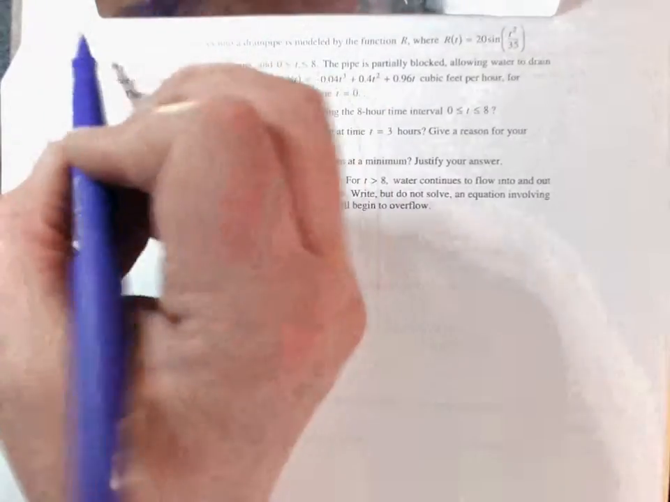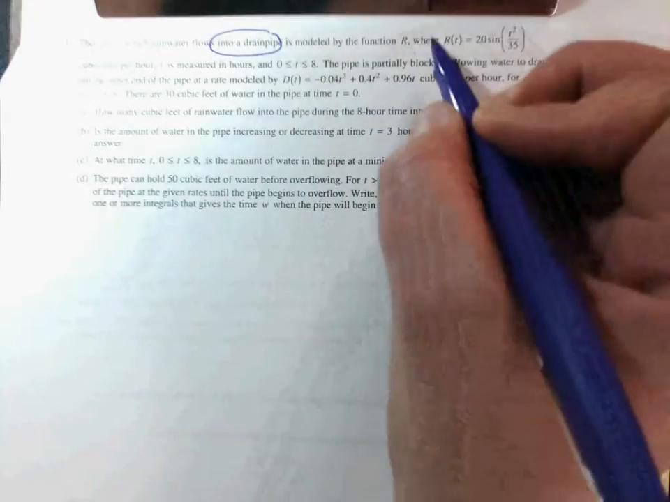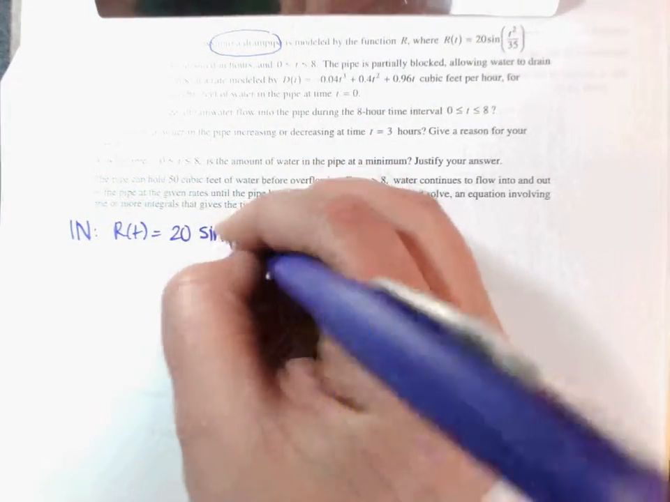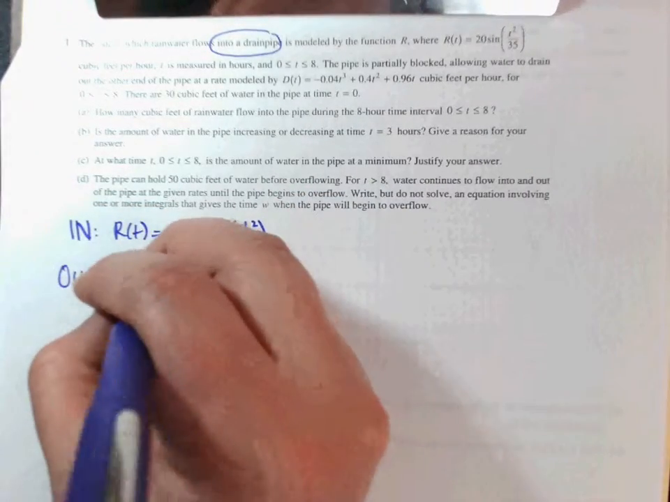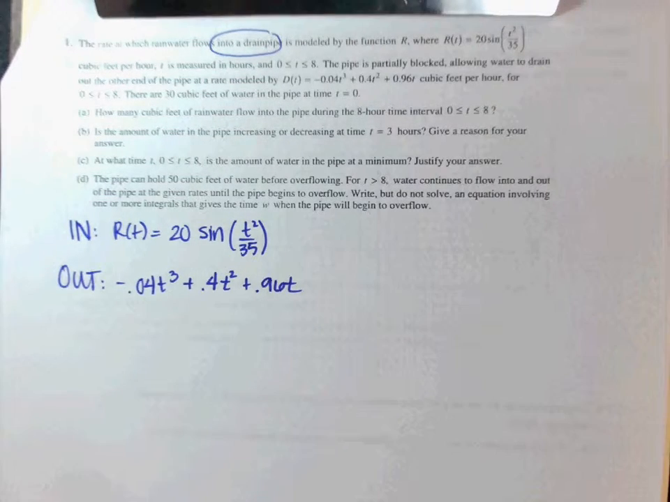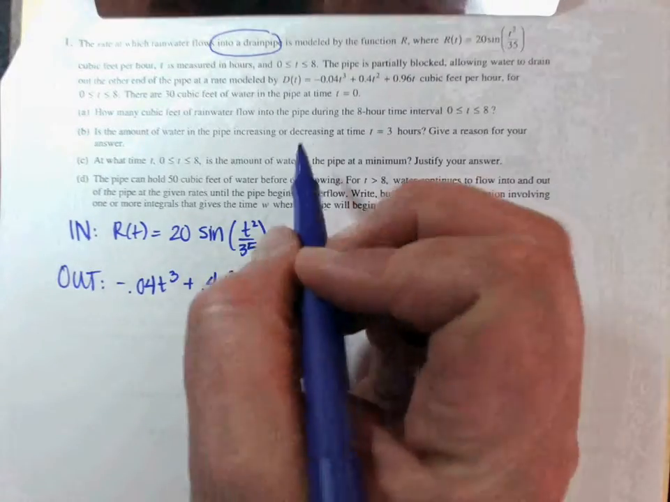Okay, we're going to cover this more in depth later, but one of the things the AP test likes to do is give you problems with two rates. So look what it says. The rate that water flows into the drain pipe is R of t. Okay, but the pipe is partially blocked, allowing water to drain out at this other rate. So we have water coming in at R of t equals 20 sine of t squared over 35, but then we have water going out at negative 0.04 t cubed plus 0.4 t squared plus 0.96 t. So there are two things going on. You have water coming in, you have water coming out. They've also done this with people going into the auditorium and people going out, so you have to check both things. Okay, so part A says, how many cubic feet of rainwater go into the pipe?